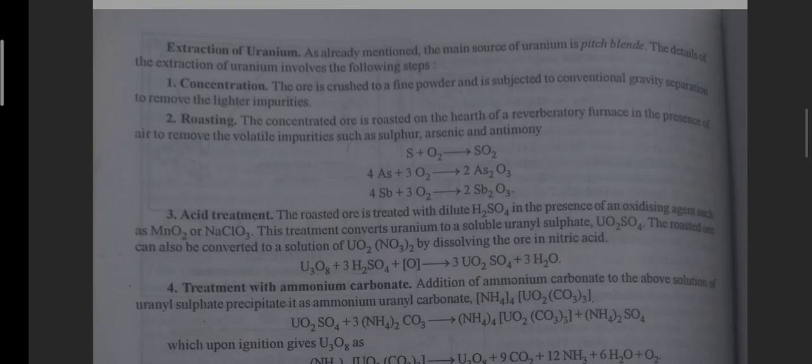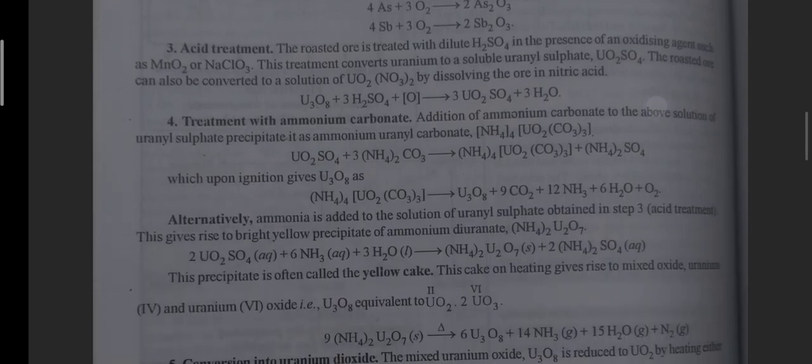Next is roasting. The concentrated ore is roasted on the hearth of a reverberatory furnace in the presence of air to remove the volatile impurities such as sulfur, arsenic, and antimony. Next is acid treatment. The roasted ore is treated with dilute H2SO4 in the presence of an oxidizing agent such as MnO2 and NaClO3. This treatment converts uranium to a soluble uranyl sulfate, UO2SO4.